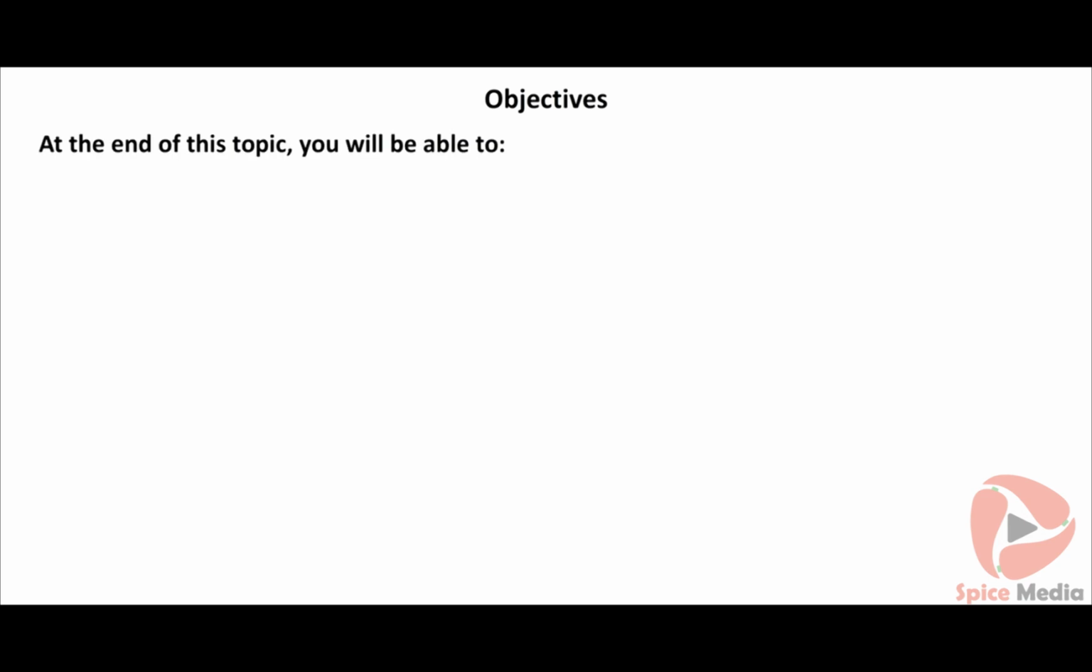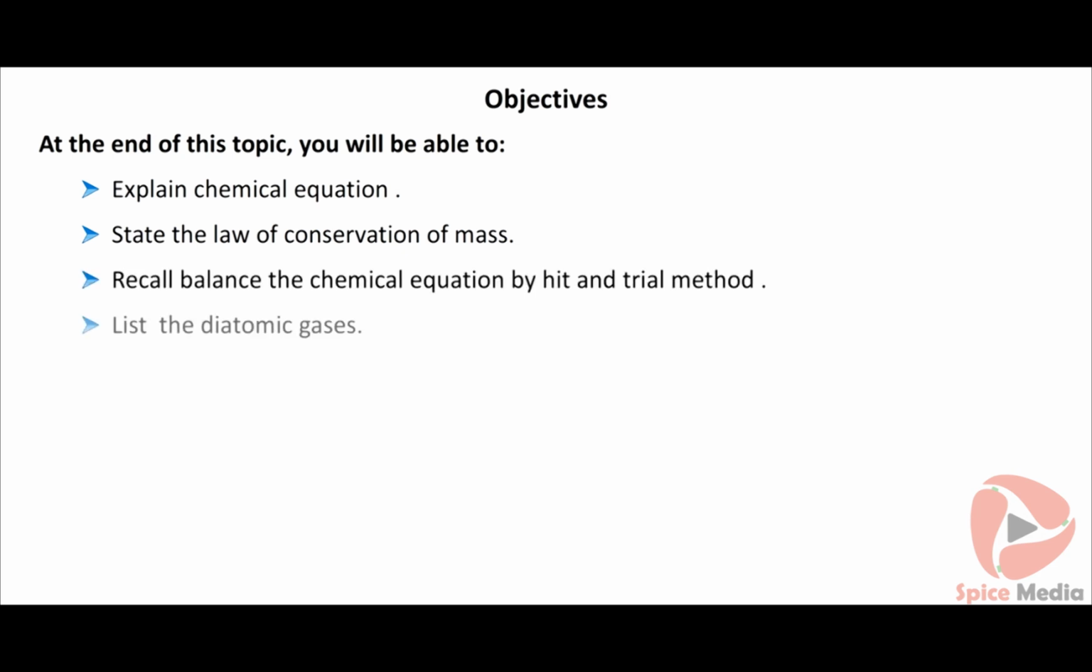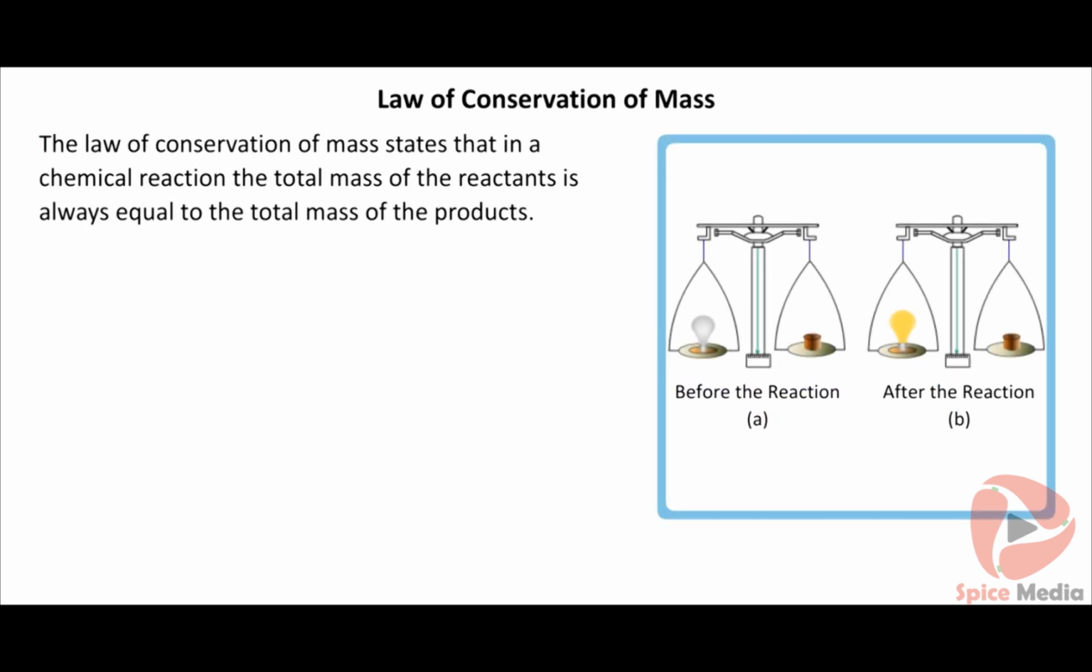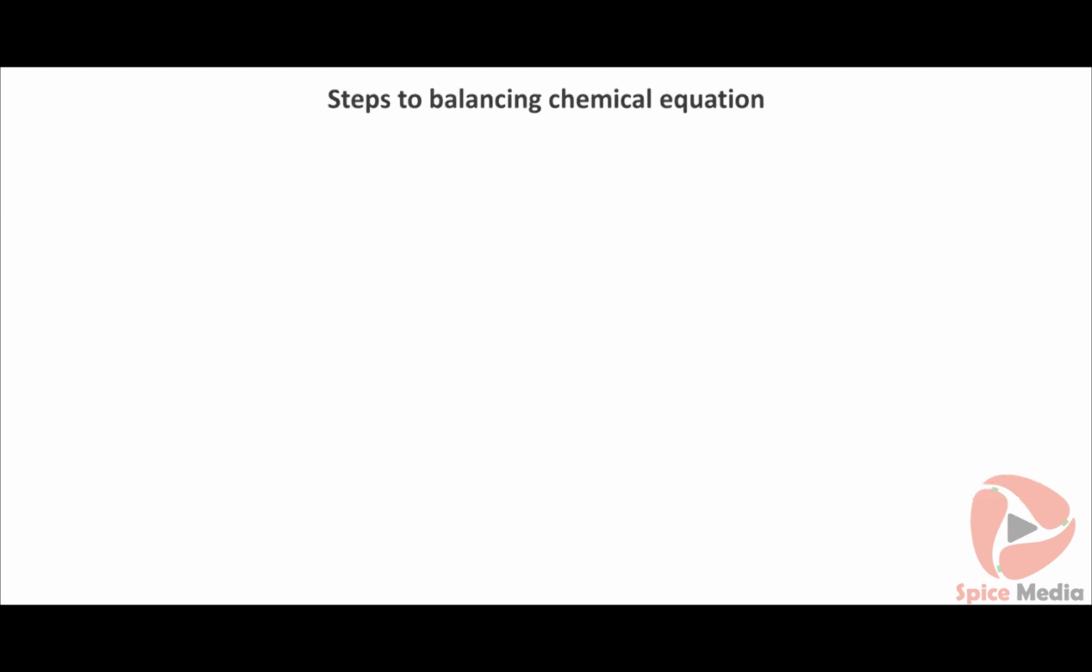At the end of this topic, you will be able to explain a chemical equation, state the law of conservation of mass, recall and balance the chemical equation by hit and trial method, and list the diatomic gases. The law of conservation of mass states that in a chemical reaction, the total mass of the reactants is always equal to the total mass of the products. Balance the equation by hit and trial method.